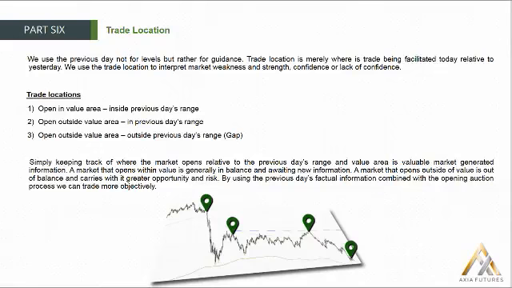Then the three basic trade locations we can identify based on the previous session are, firstly, if we open in value area. So if we open within the previous day's value area inside of the previous day's range. The second trade location is if we open outside of the previous day's value area or accepted value area, but still within the previous day's range. And the last trade location is if we open up completely outside of the previous day's value area as well as the previous day's range.